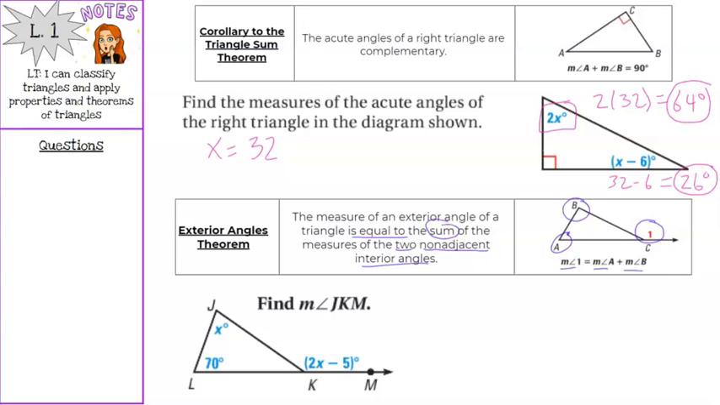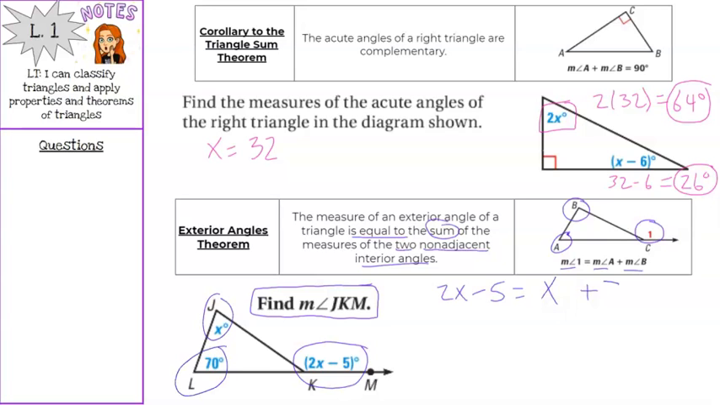So we're going to use the exterior angles theorem to find the measure of angle JKM. The theorem states that the measure of the exterior angle, so the exterior angle is 2x minus 5, is equal to the sum, so we're adding two things together, of the measures of the two non-adjacent interior angles. So it doesn't touch angle J and angle L, so we can do x plus 70. Right now, I would like you to solve this equation and put your answer in Edpuzzle.